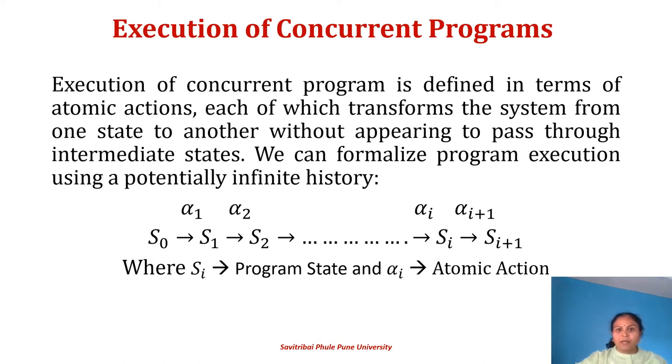For a concurrent program, alpha 1, alpha 2, alpha 3 is the result of interleaving atomic actions from each of the component processes in the order these actions are executed. Finite histories correspond to terminating executions. The final state of a finite history must be one in which no atomic action can be executed. Even parallel executions can be modeled using interleavings of atomic actions.